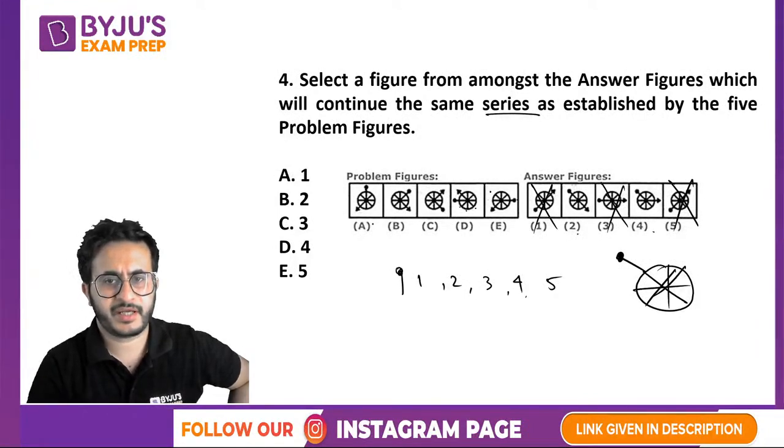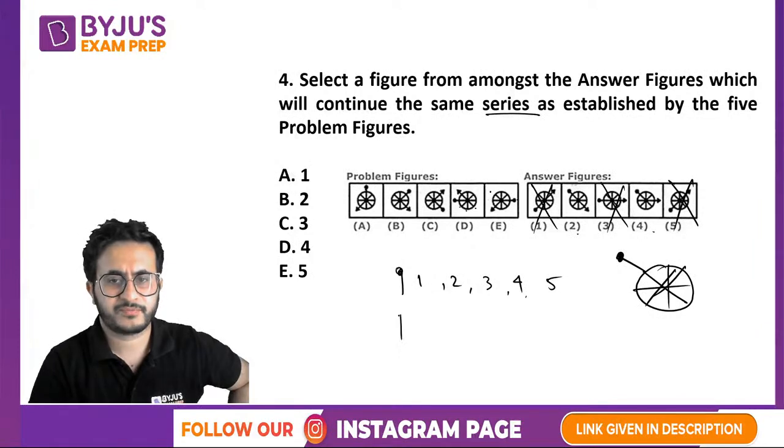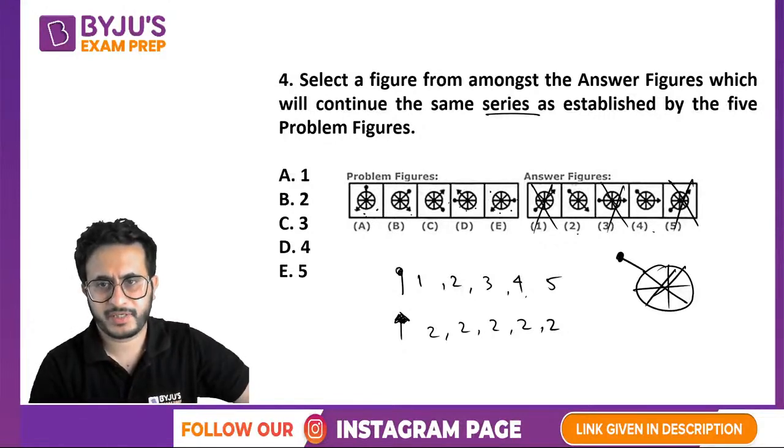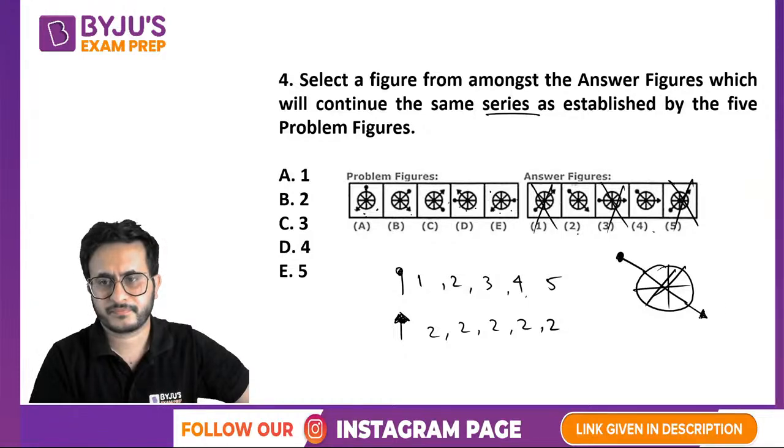Right, now let us look at the arrow thing. What is happening to the arrow? It is moving in the anti-clockwise direction, 2 steps, then 2 steps, then again 2 steps, 2 steps. So it will move 2 steps, 1 and 2. So it will be pointing like this. That is option 2.